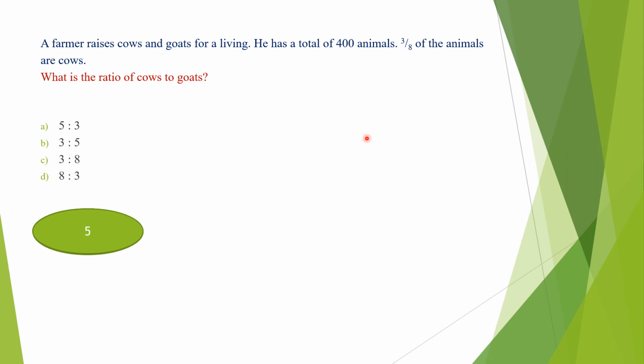In this question, a farmer raises cows and goats for a living. He has a total of 400 animals. 3/8 of the animals are cows. What is the ratio of cows to goats? The possible answers are 5 to 3, 3 to 5, 3 to 8, or 8 to 3. Again, I will give you 5 seconds.